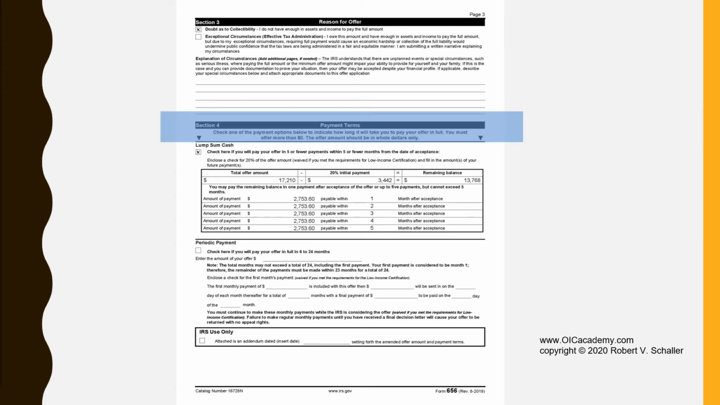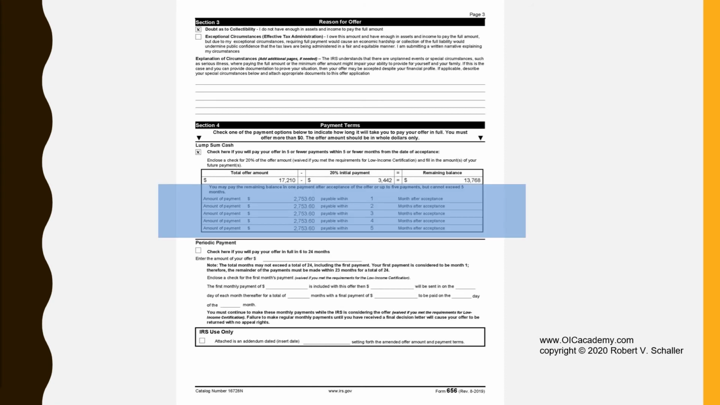The next section, Section 4, payment terms, identifies the amount of the payment, any initial payment, and the remaining balance. In this case, we've checked the lump sum cash payment option. We did not select the periodic payment option, which is below. So let's review the lump sum cash payment. That's been checked, and it says the total offer amount is $17,210. Because a 20% initial payment is required, we identify the 20% initial payment as $3,442. That leaves a remaining balance to be paid of $13,768. So we have up to 5 payments that can be made to make that remaining balance. In this case, we made them even payments of $2,753.60. After 5 additional payments of that amount, they would have paid the remaining balance of $13,768.